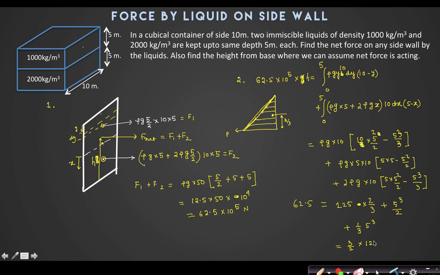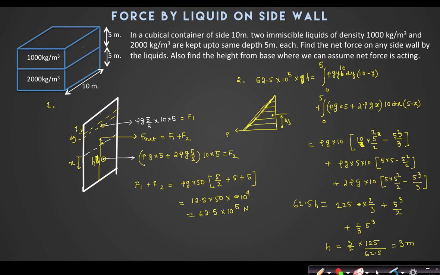Yes, sir. So the value of h is equal to that divided by 62.5. So it is 2.3 meter. So from the bottom, h is equal to 3 meter. It is the height of the effective force. So that you can solve in this way.